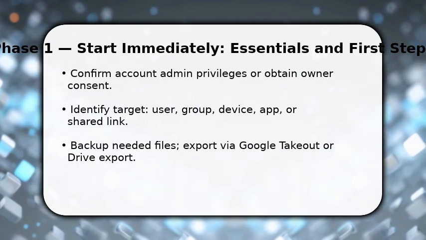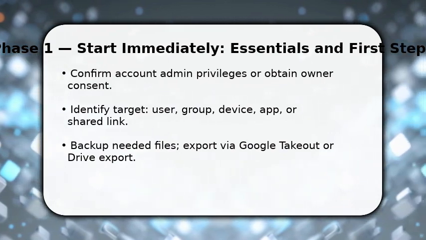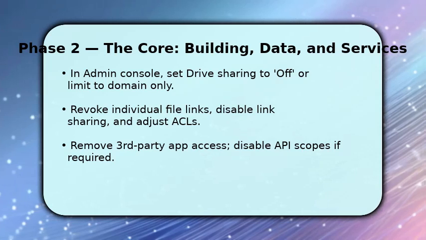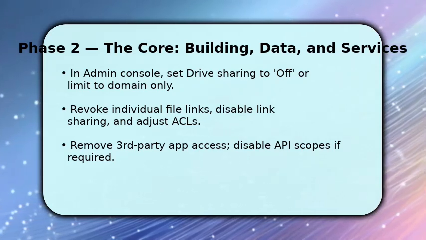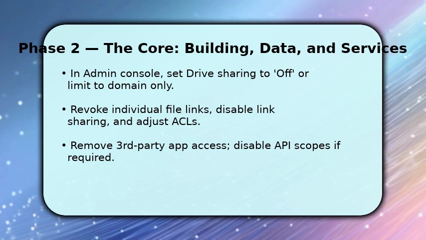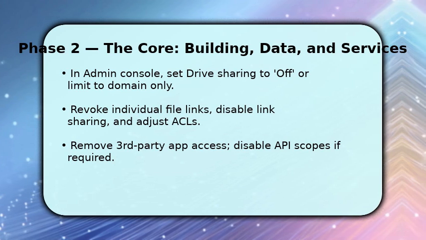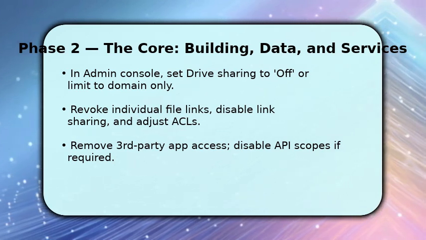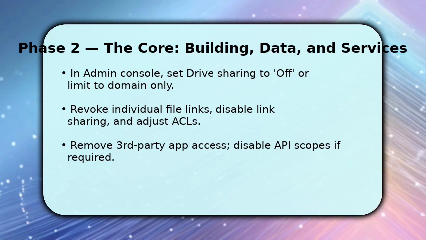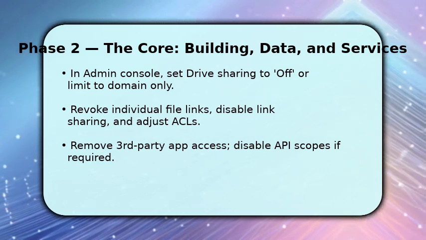Once done with backups, go to the Admin Console and enforce drive-level policies, restrict external sharing, or set sharing to domain only. Then drill into affected files and folders, revoke link-based access, change ownership to an admin account if needed, and update ACLs so collaborators lose access.